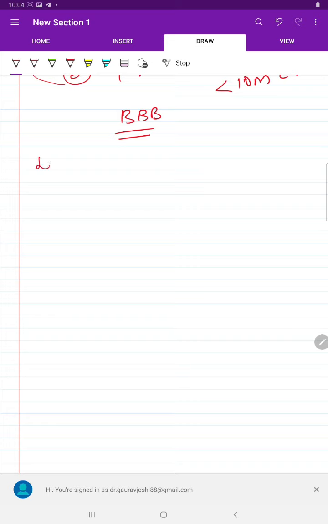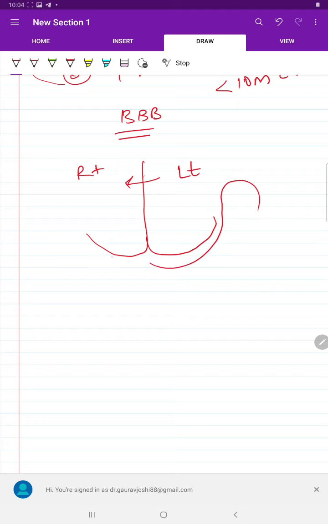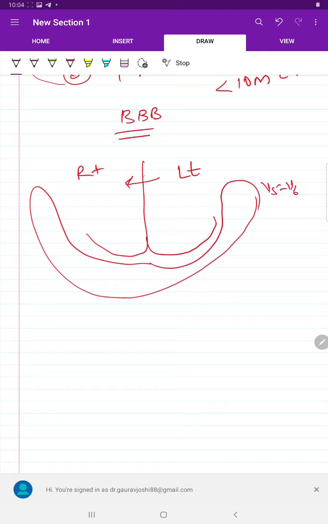So what do you understand by bundle branch blocks? You see the conduction of the heart. The normal conduction of the heart from the bundle of His is like this. The vector goes from left to right. And if you can appreciate, this is lead V5 V6, I am talking about the normal, and the chest leads V1 and V2 come here.